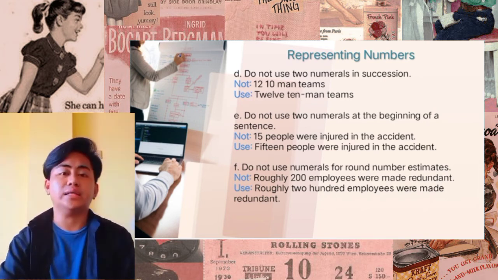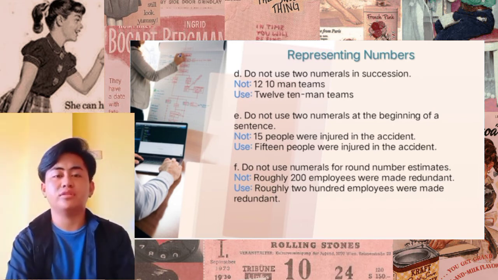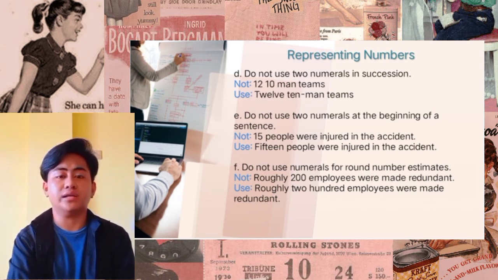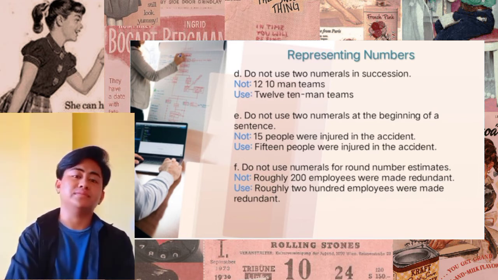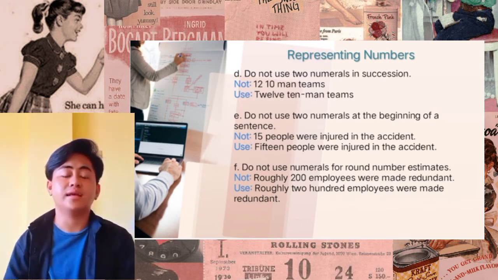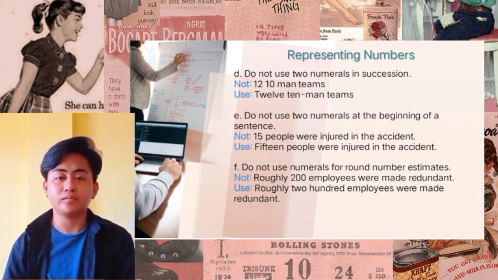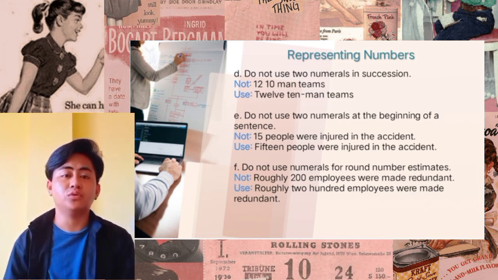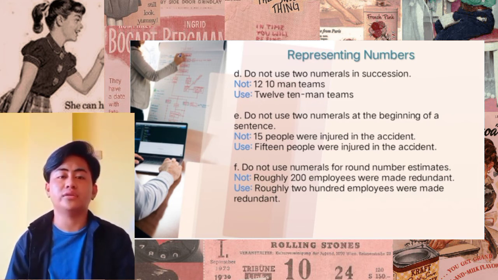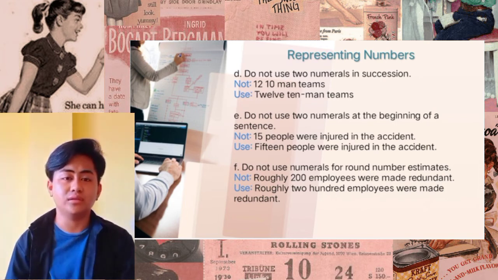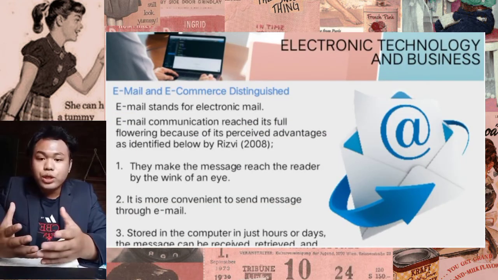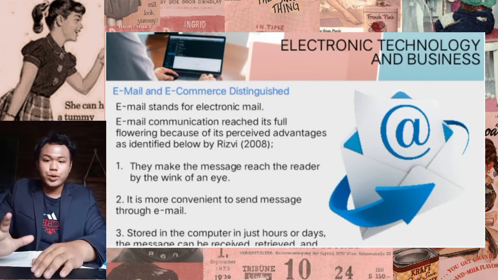And the last one, do not use numerals for round number estimates. So, pag estimating round numbers naman, dapat hindi siya naka-numerals pag gagamitin natin siya in a sentence. Kailangan naka-spell out siya. For example, roughly 200 employees were made redundant.